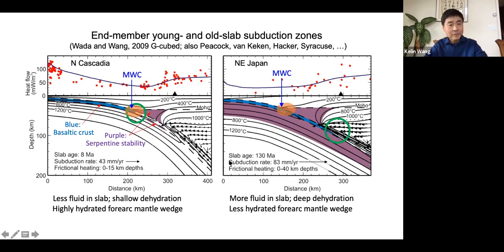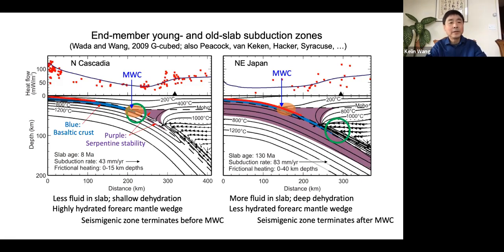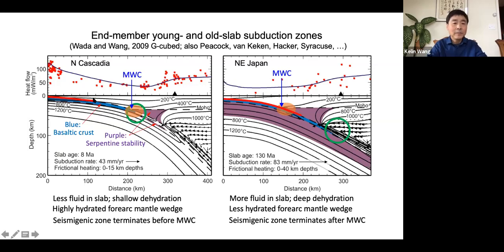Another important difference between young and old slabs is the seismogenic zone of the megathrust. For young slab, because of the thermal state and rheology, the seismogenic zone will terminate before it reaches the mantle wedge corner. For older slabs, the seismogenic zone usually goes beyond the mantle wedge corner. So these are important things I will revisit in the rest of my talk.